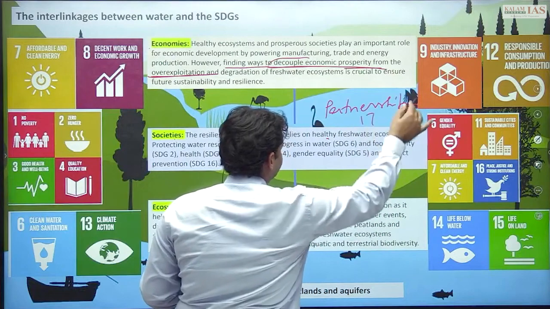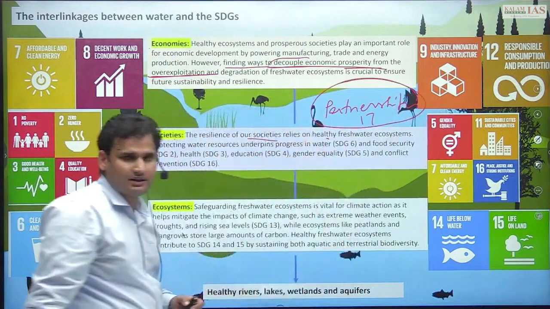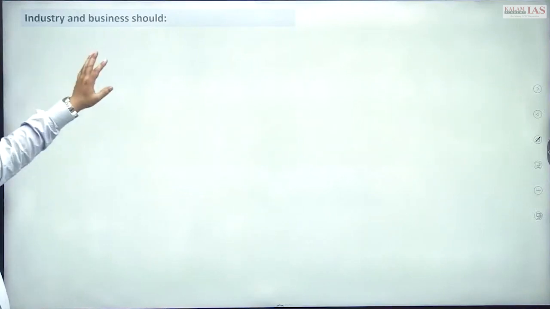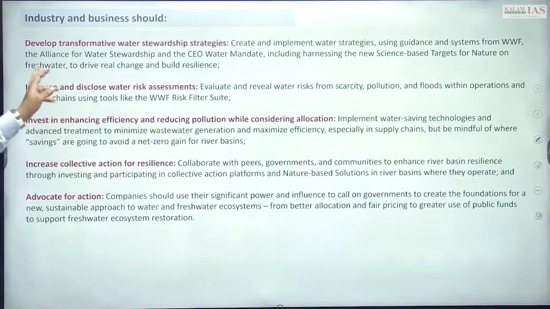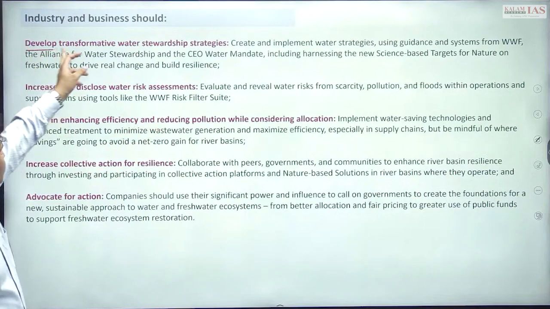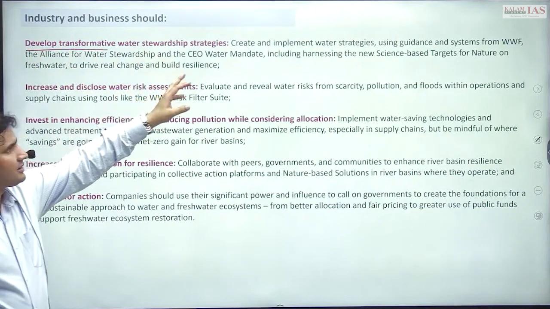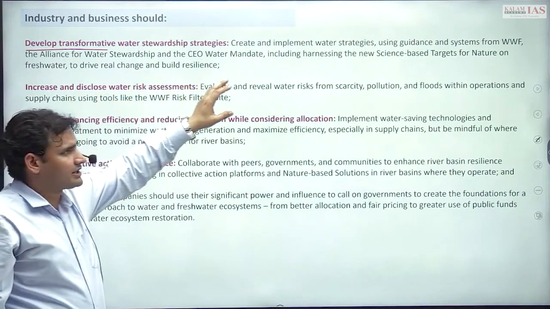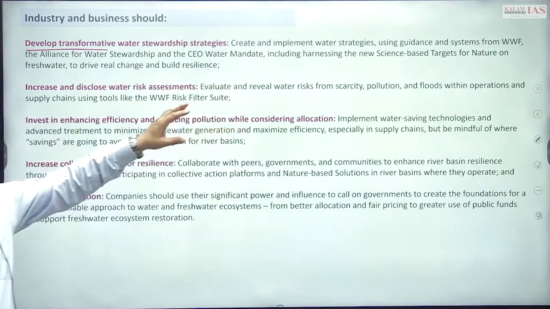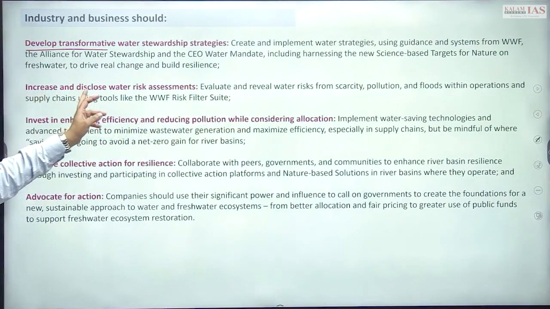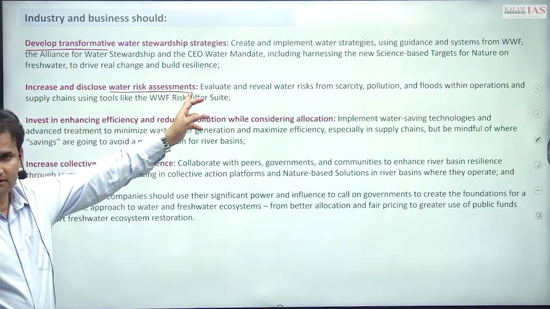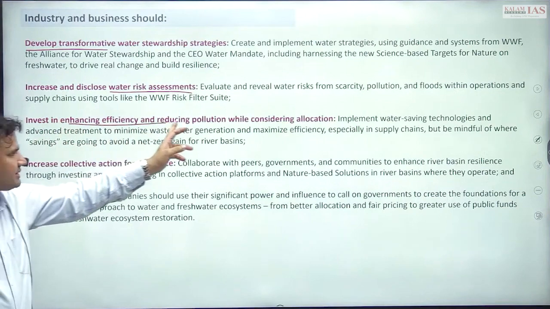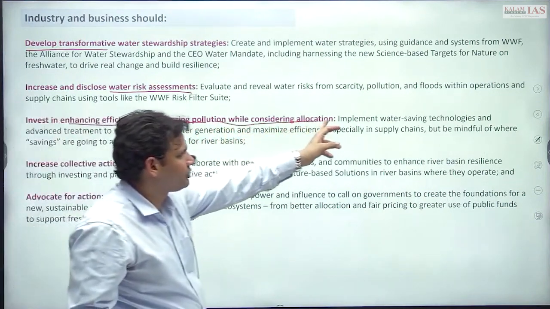And that is your SDG number 17, right? Thereafter, what should the industry and business do? So industries should develop transformative water strategies which can provide guidance. Then increase and disclose water risk assessment. Invest in enhancing efficiency and reducing pollution and considering allocation.